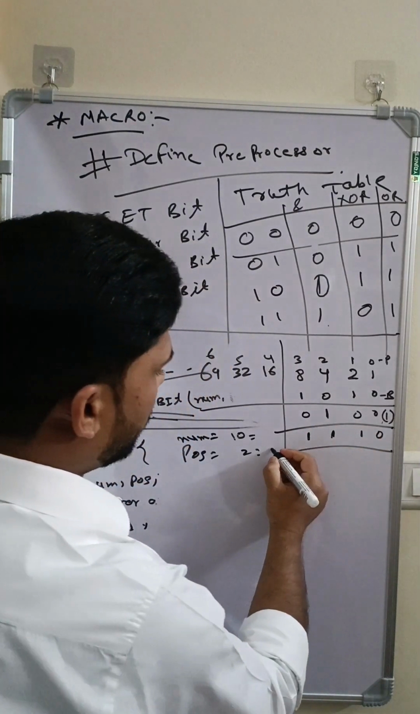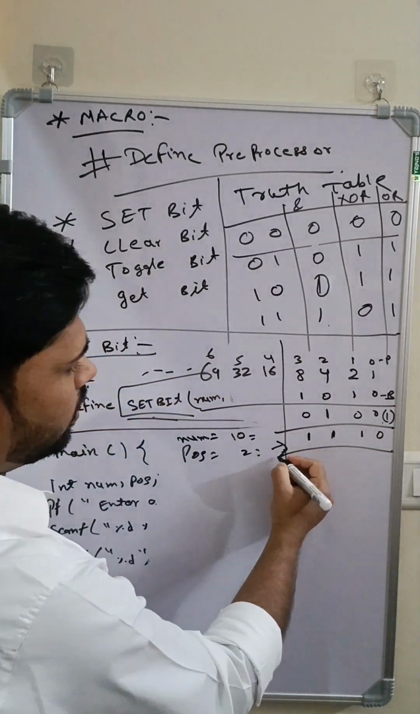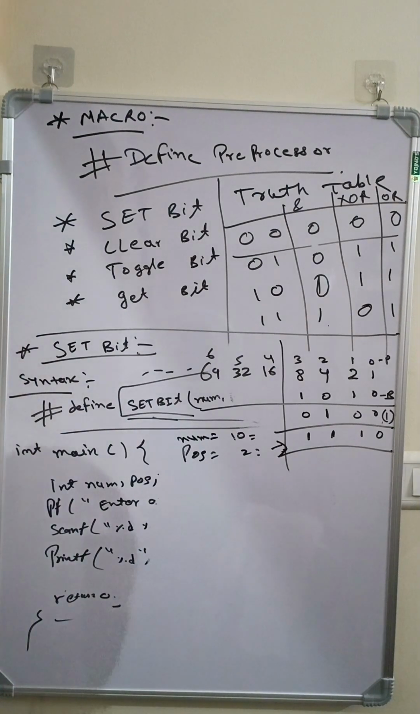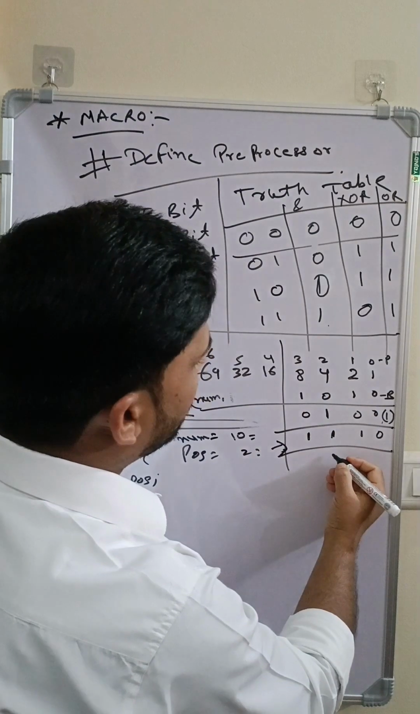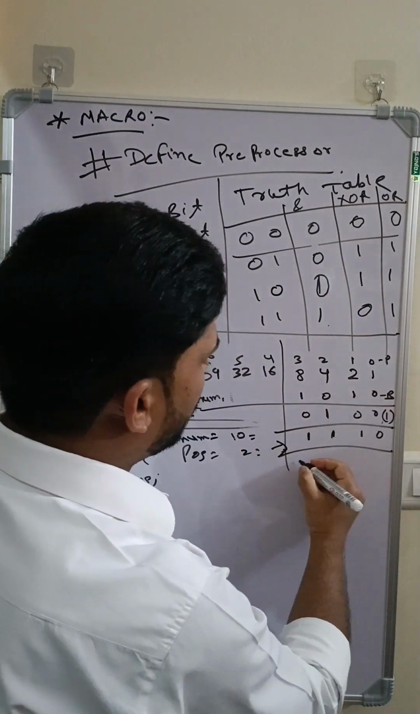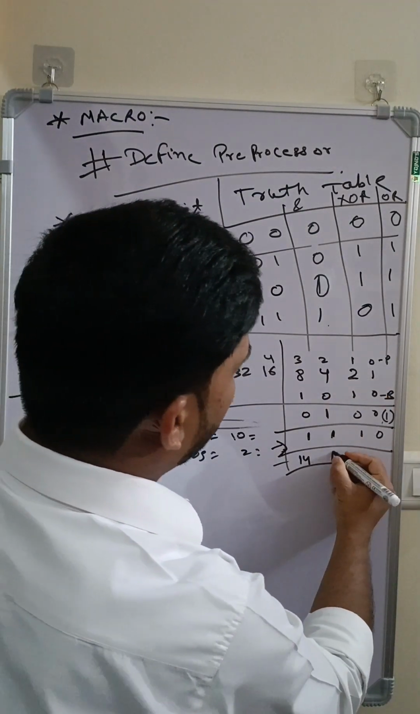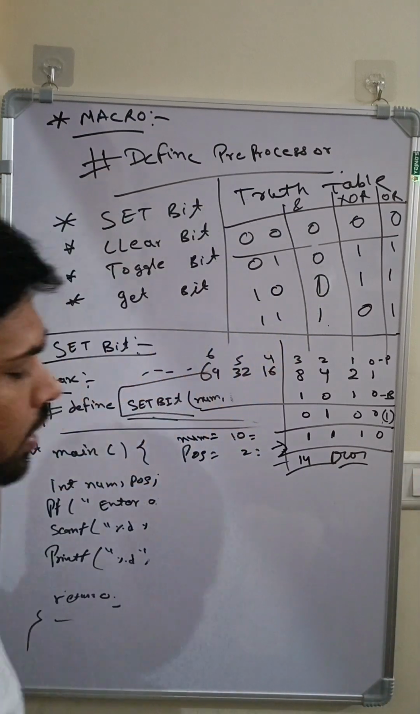So this is the output that came. If we convert to decimal, it is 8 plus 4 is 12, plus 2 is 14. So 14 is the output answer.